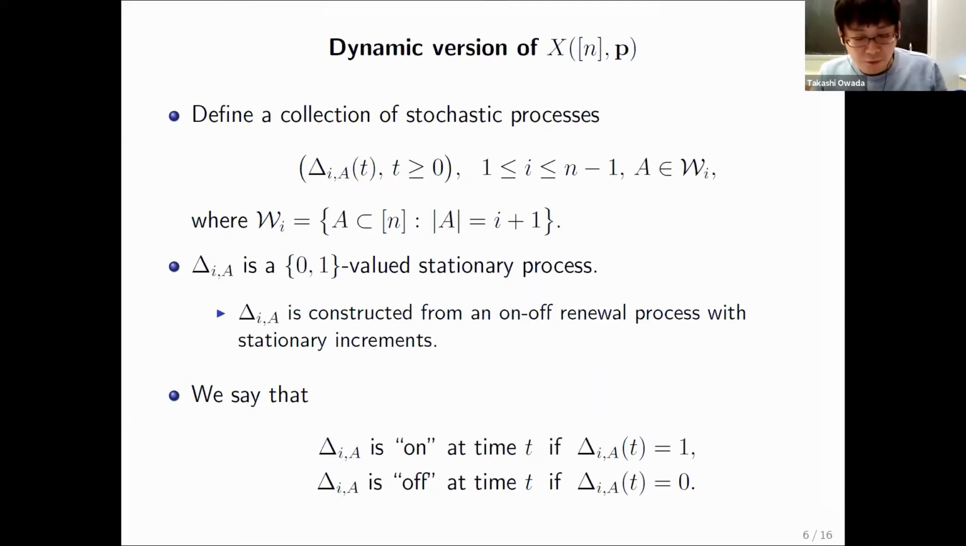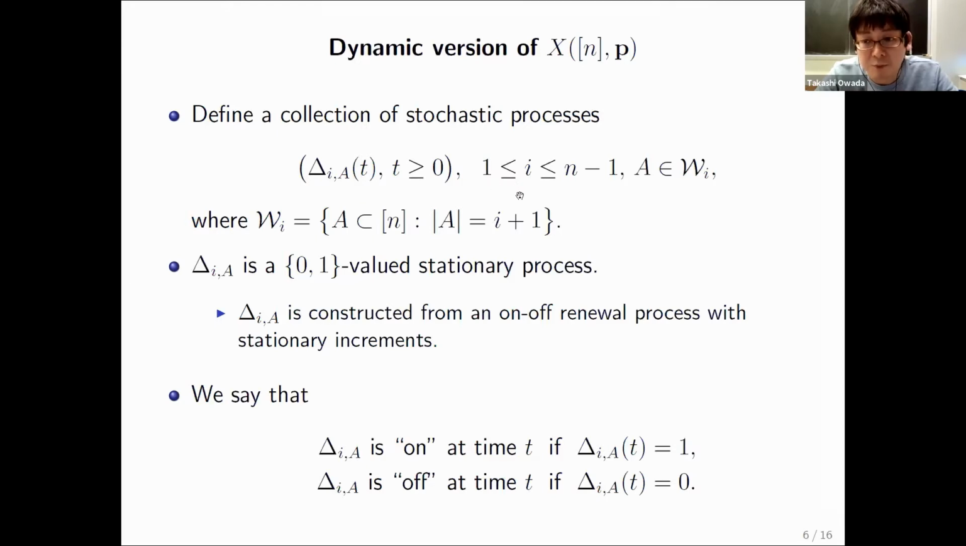Okay, next, we just construct the dynamic version of the multi-parameter simplicial complex model. And once it's done, we can obtain the higher dimensional version of the Erdős–Rényi graph and the time-varying version of the Erdős–Rényi graph. Okay. So the key ingredient is a collection of stochastic processes denoted by delta IAT.